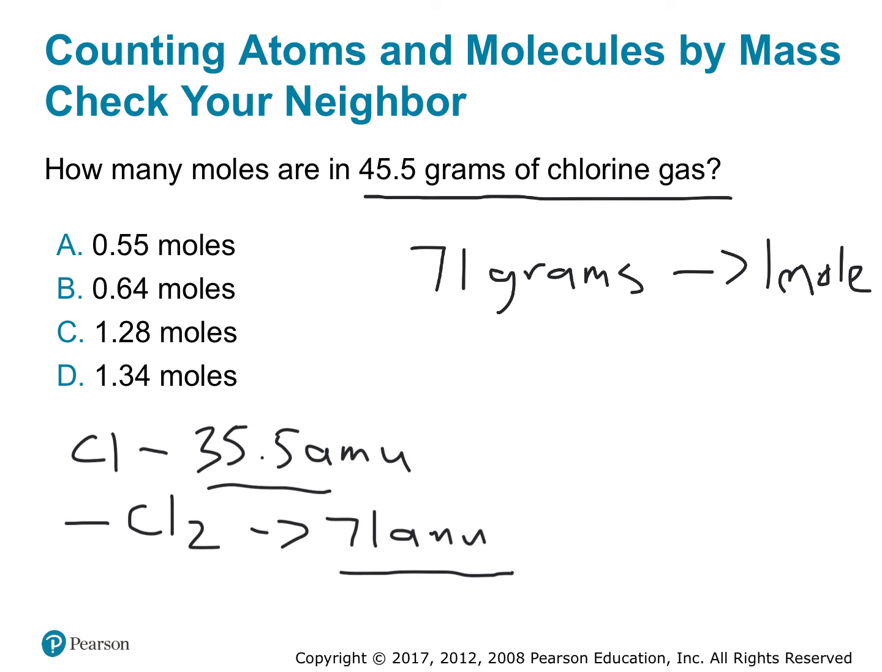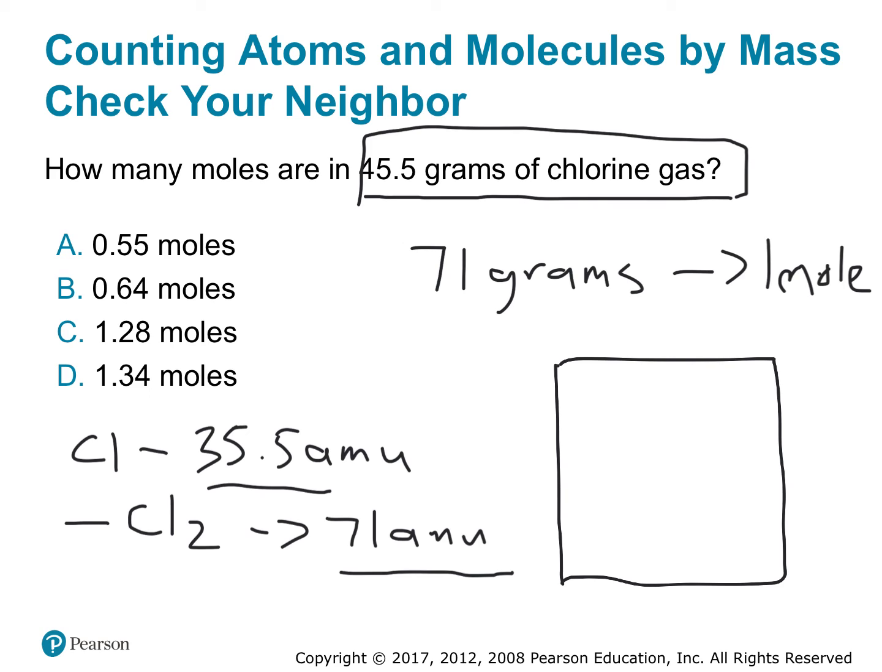Now, we don't have 71 grams. We only have 45.5. So what percentage of a mole do we have? Well, we can simply divide and get a ratio. So in other words, we can say that what we have is 45.5 grams divided by 71 grams, and that equals 0.64. And so that's the percentage of a mole that we have.